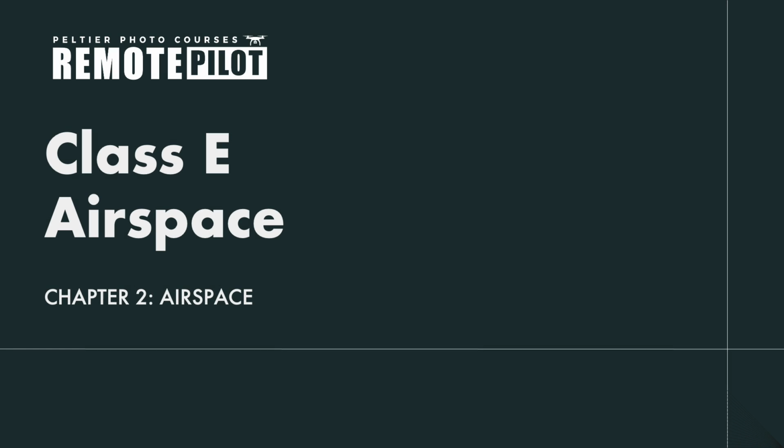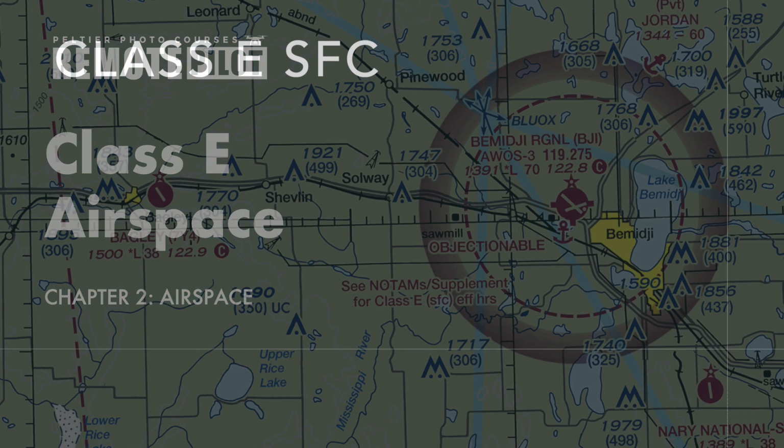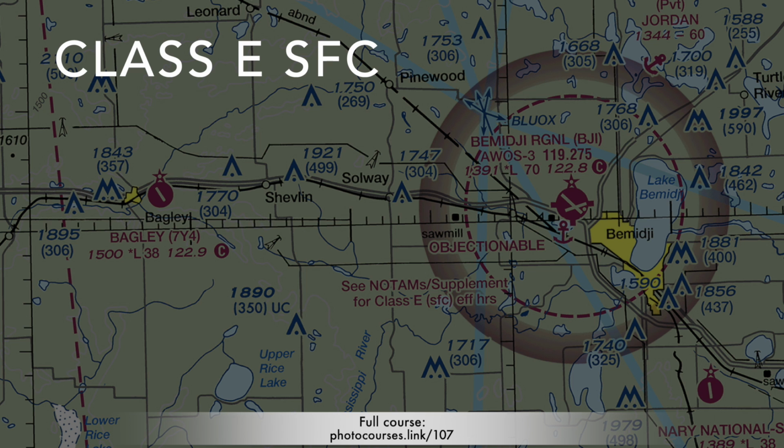The first type of controlled airspace that we're going to talk about is Class E airspace. And Class E airspace tends to give people the most grief because there are a few different types of Class E airspace. Class E airspace covers the entire United States, and the rules for flying drones are different in each type of Class E airspace. But we're going to go through all of it step by step in this video so that you'll have it figured out in the next few minutes.